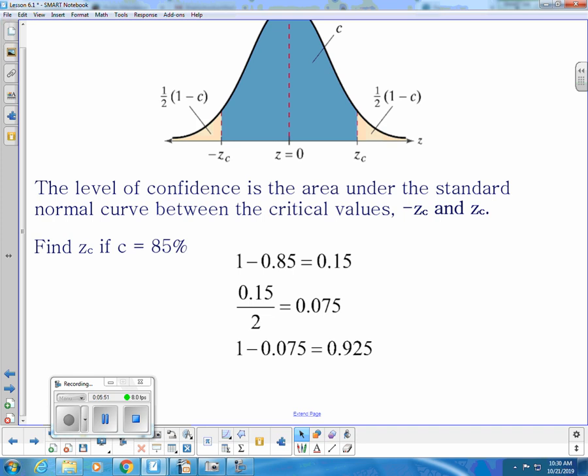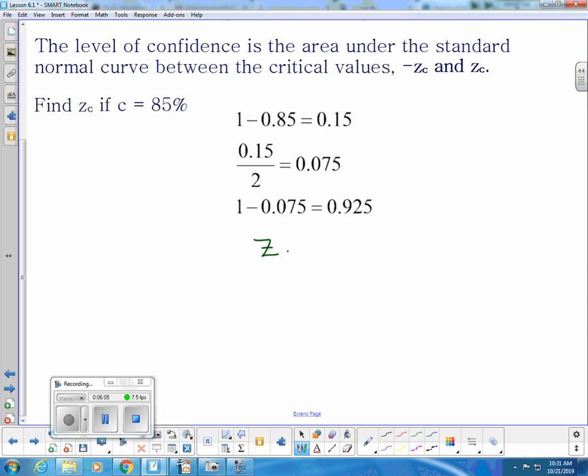Find 0.925. We want that area. 0.925. What's the Z score closest to if it's not smack dab in the middle? I see it as 1.44. So again, you're going in this middle and finding 92.5%, 0.925. The closest one is 0.9251, right? So that would be your confidence critical value.